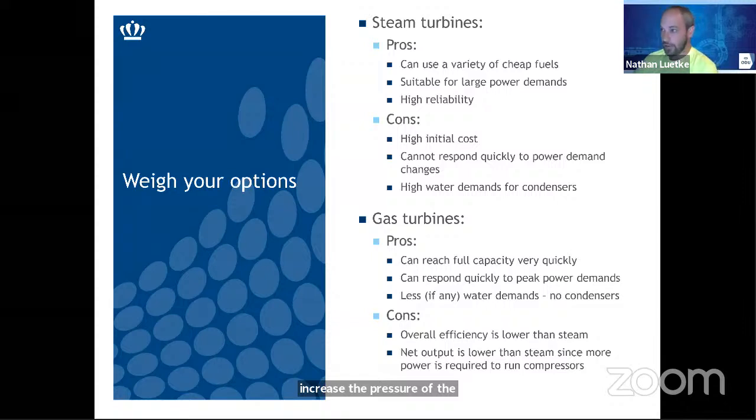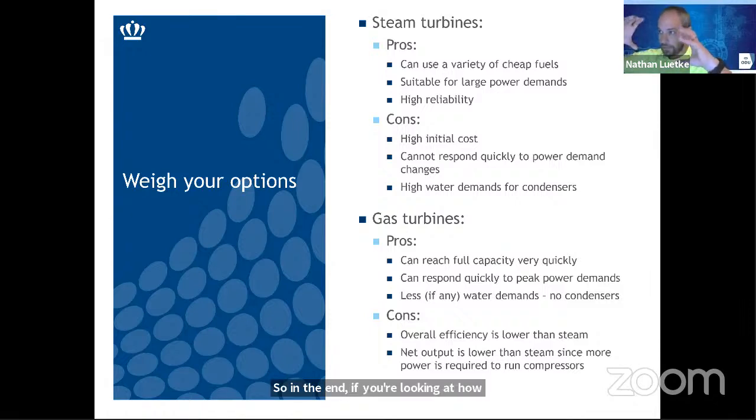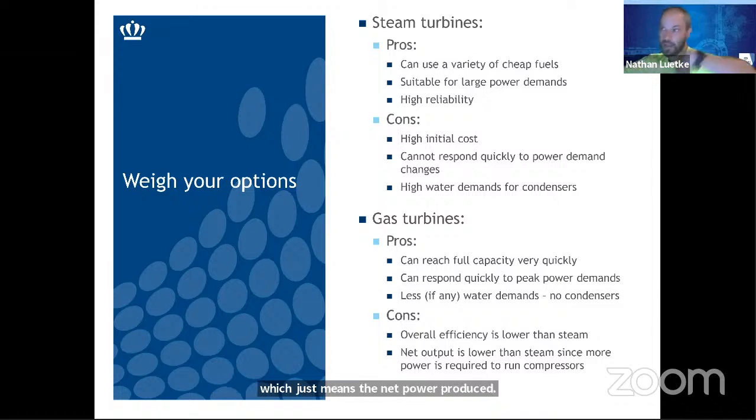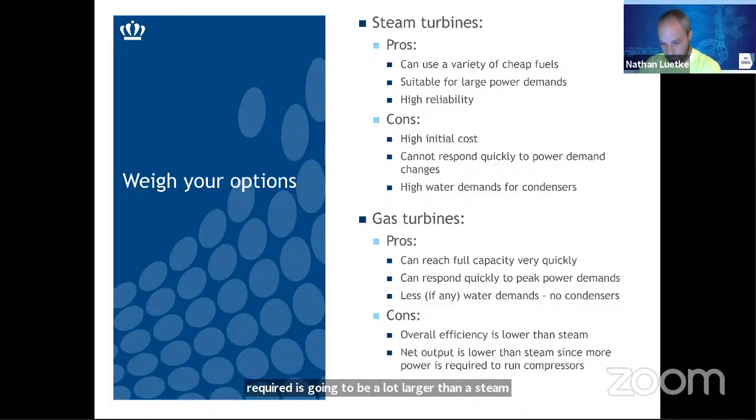So in the end, if you're looking at how much power can I produce and how much power do I need to supply, you need to supply more power to a gas turbine to compress the incoming air, which just means the net power produced, the difference between the power produced and the power required, is going to be a lot larger in a steam turbine, and you can get more usable power out of it. So that is a big con with gas turbines. But again, they're great for reacting to power needs, and you don't need any water around it to operate.